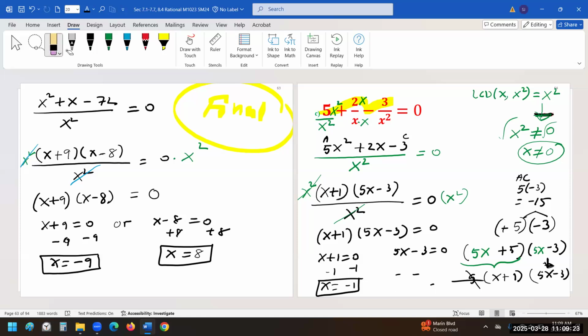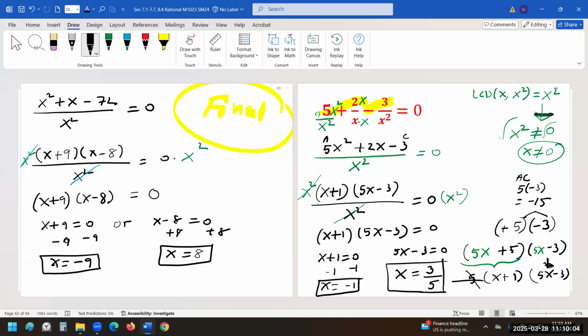Let me erase everything. I don't have space. Let me just write down the answer. It's 3 over 5. That's two solutions. We have negative 1 and 3/5. And what we don't want as a solution is 0. Or what we cannot plug in for x is 0. Any question?